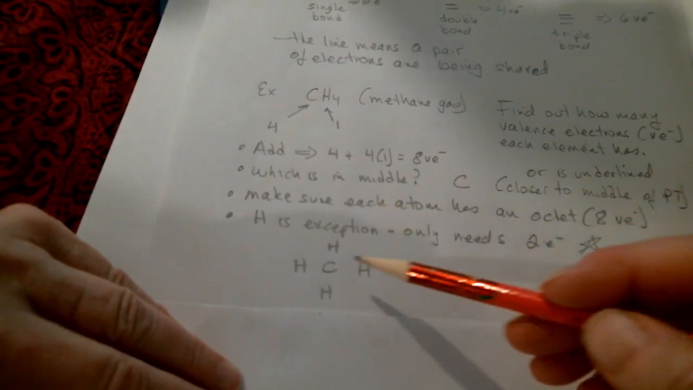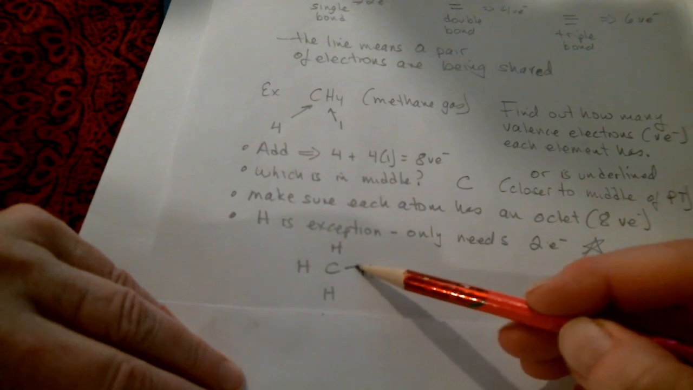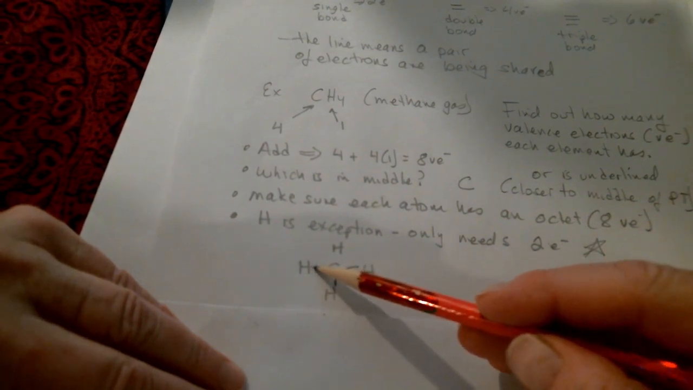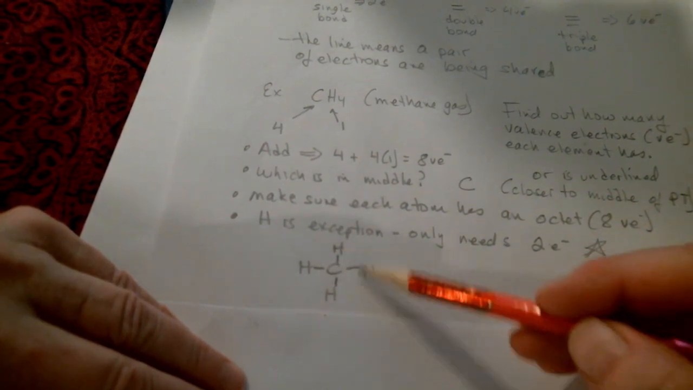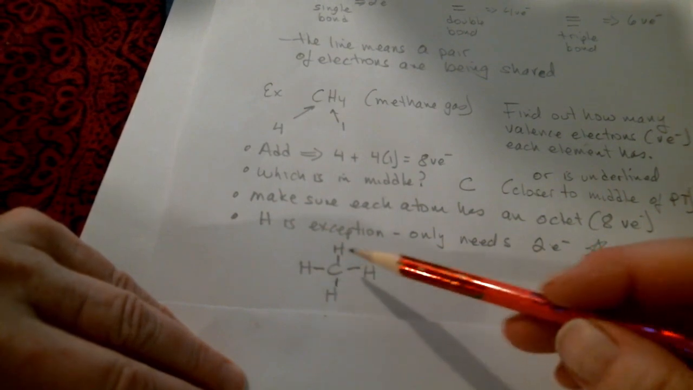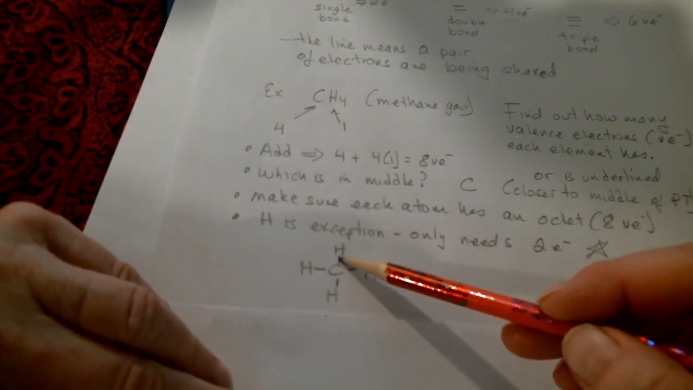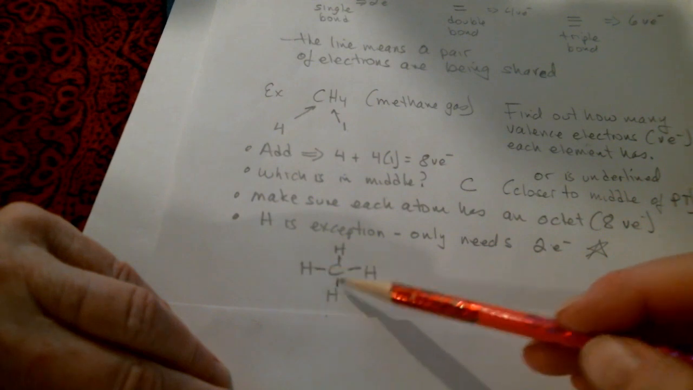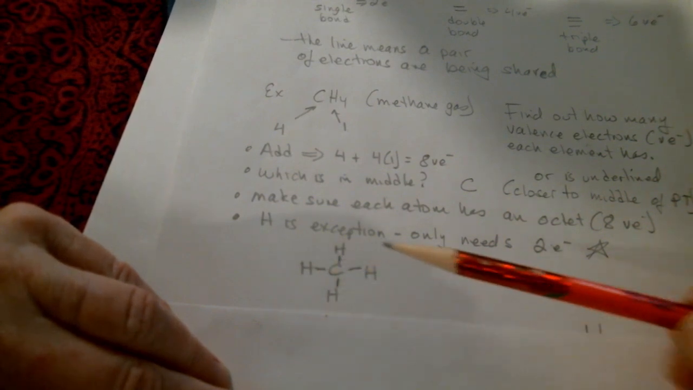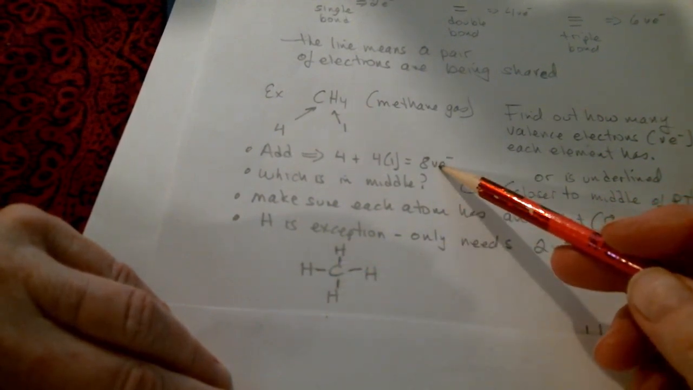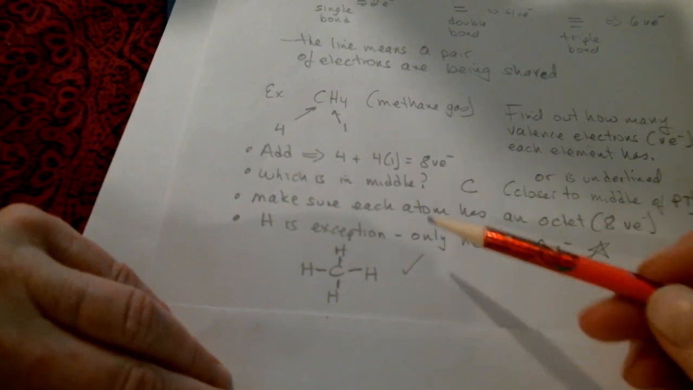Okay, next I need to bond them. I need to put a dash in between the carbon and the hydrogen for each of the hydrogens because they have to be bonded together. So you know that there are 2, 2, 2, and 2, so I have 8 valence electrons accounted for. How many total did I have? 8, and so this is fine.